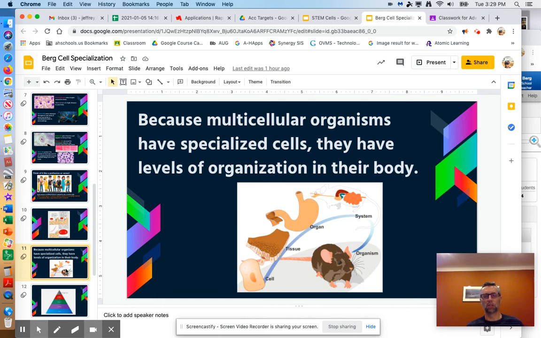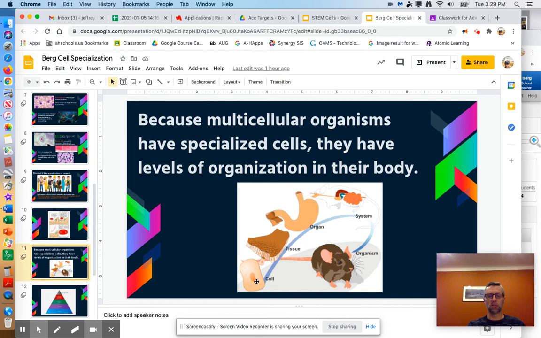We'll touch on this again in the spring, but I know you get tested on it now. And so we're going to quickly learn how cells get organized in groups and the names for the different levels of organization in our body.